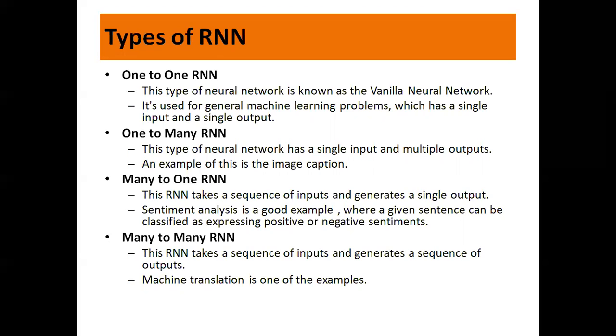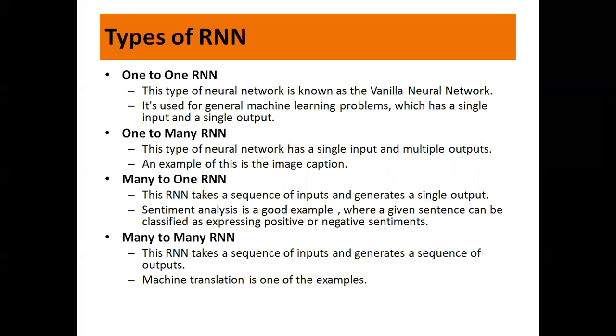One-to-many RNN. This type of neural network has single input and multiple outputs. An example of this is image captioning. So what is the input? Input is an image. What is the output? Output is a sentence giving a caption to that image. So input is single and output is multiple.